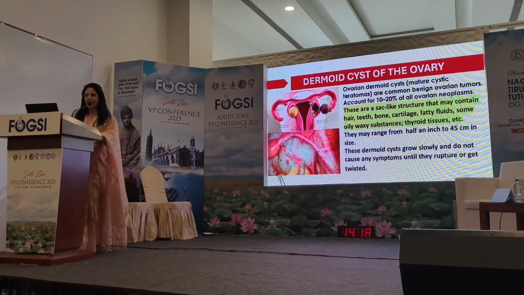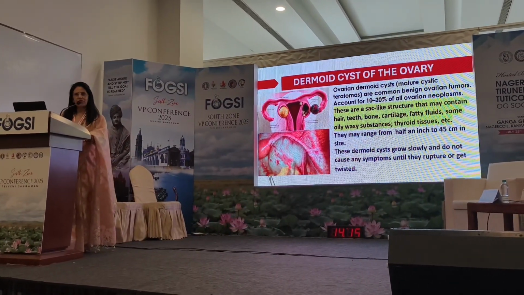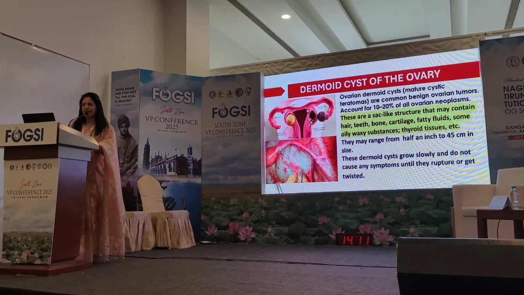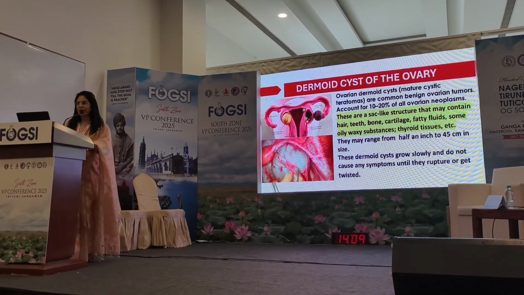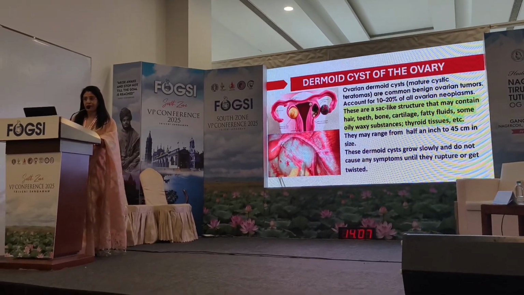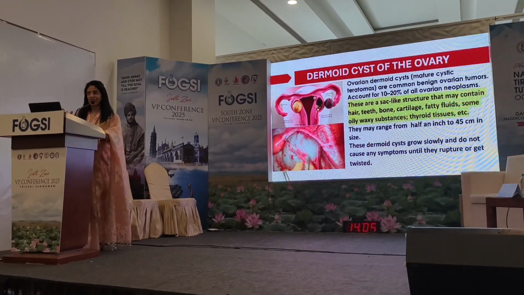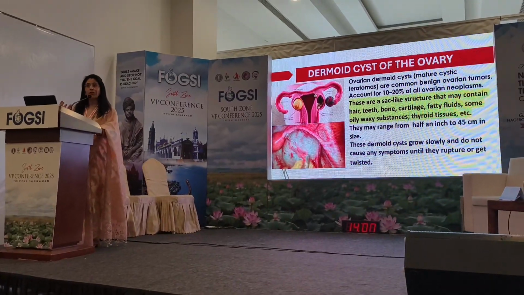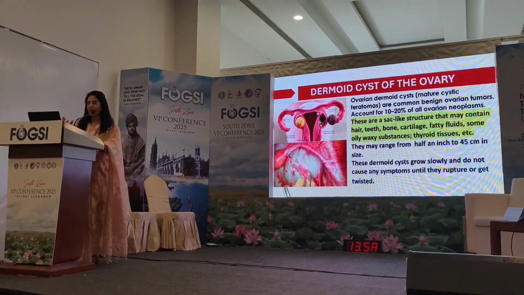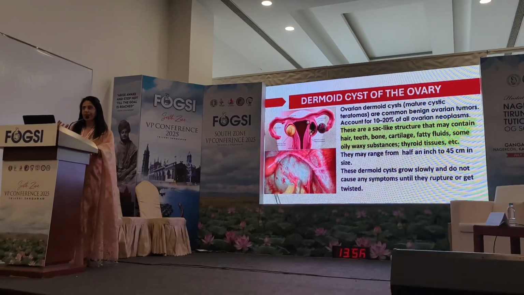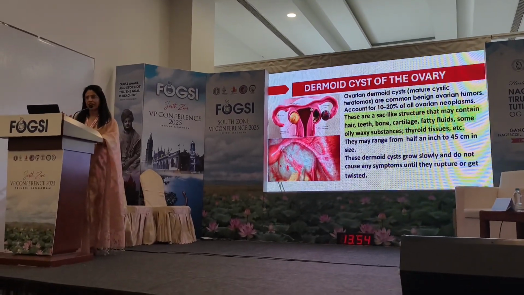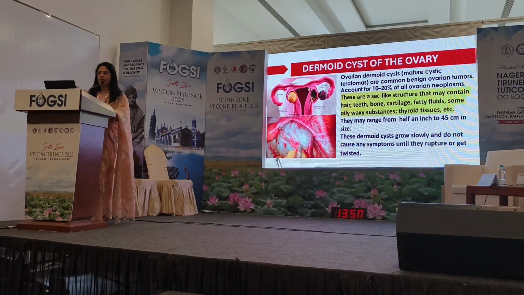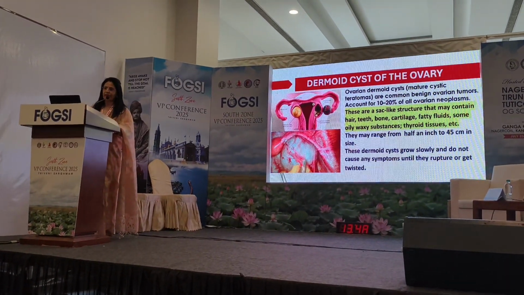If I enumerate, it is a macrocystic teratoma. These are common benign ovarian tumors, accounting for 10 to 20% of all ovarian neoplasms. These are sac-like structures that may contain hair, teeth, bone, cartilage, fatty fluid, some oily, waxy substances, and thyroid tissue. They may range from half an inch to even 45 centimeters in diameter.